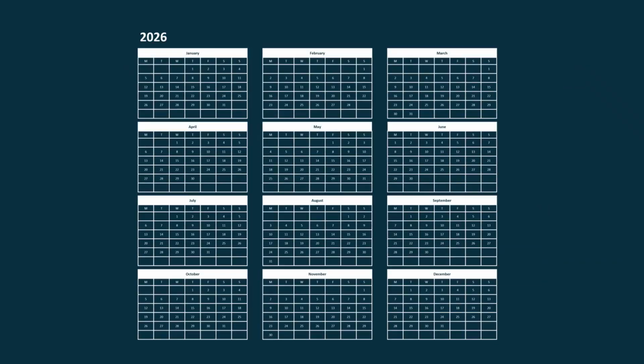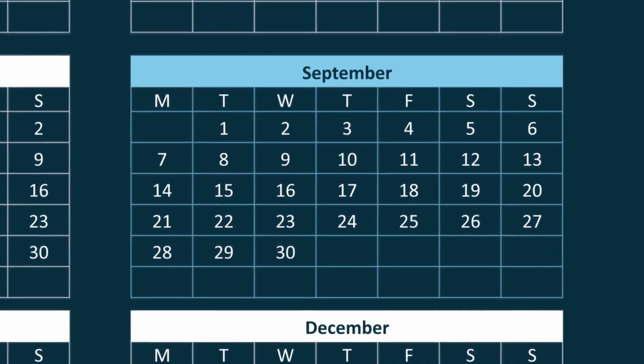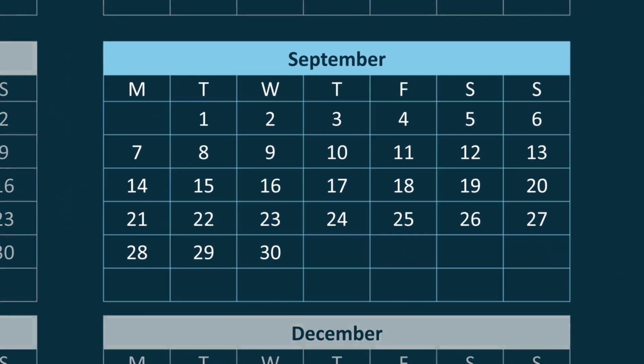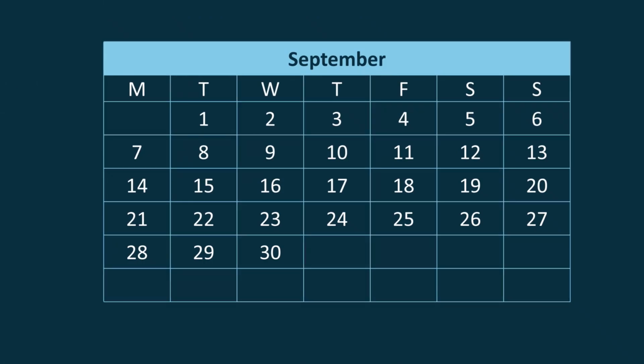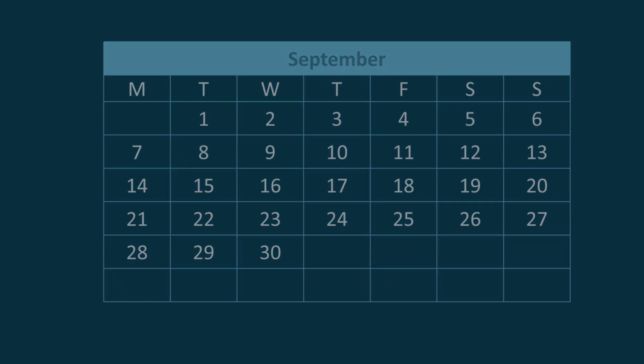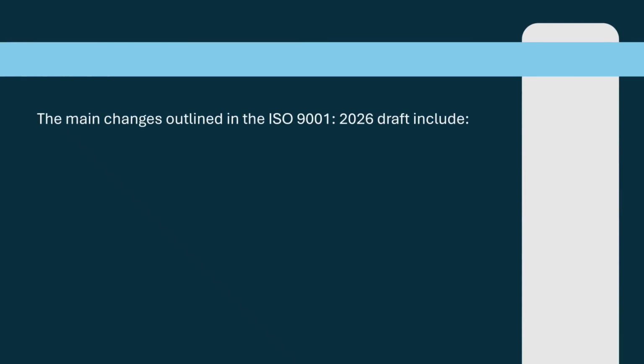The next revision of the ISO 9001 standard is scheduled for publication in 2026. ISO has set the target date for September 2026, although this timeline may be subject to change. Since the final revision has not yet been published, changes may still occur following the stakeholder consultation period for the draft version.